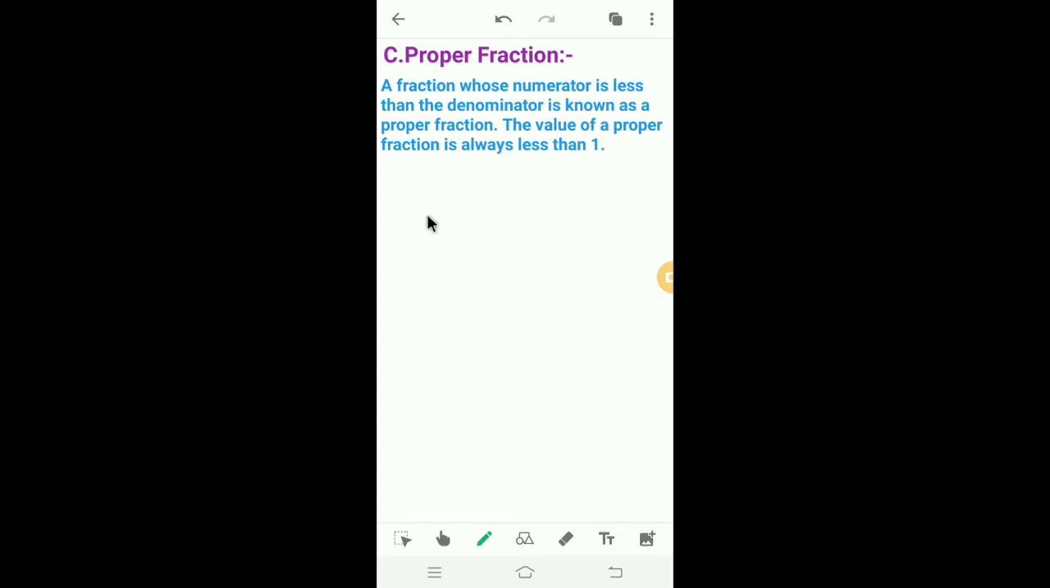For example, 1/5, 2/3, 5/9. In 1/5, here 1 is numerator and 5 is denominator. Here 1 is less than 5. Here 1, the numerator, is less than the denominator 5.